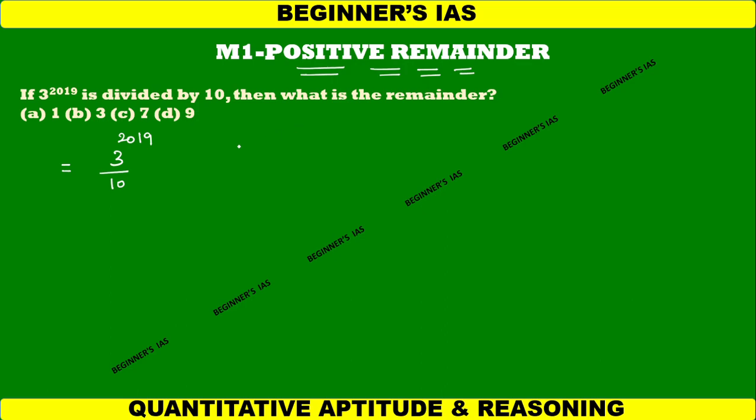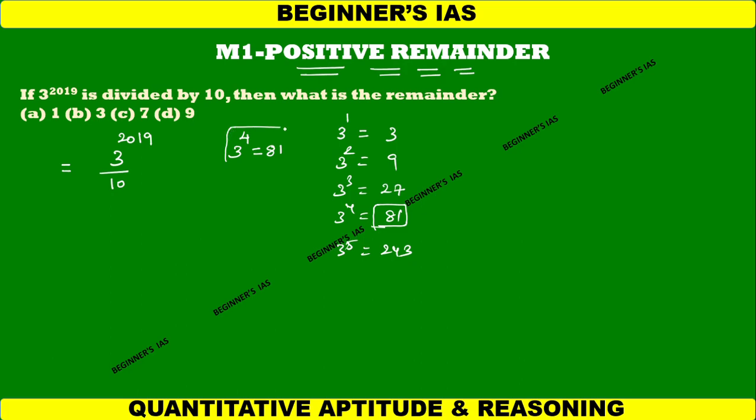Here, in order to solve this, the power is very large. What I am going to do is check with the powers of 3. 3 power 1, 3 power 2, 3 cube, 3 power 4, 3 power 5, like this. This is 3, 9, then 27, 81, 243. Here, if I divide 81 by 10, I get 1 as the remainder. That is the positive remainder. Therefore, you have to take this. 3 power 4 is equal to 81.